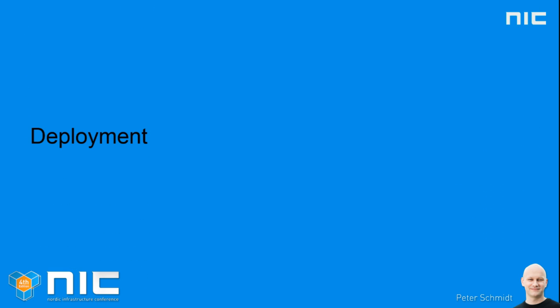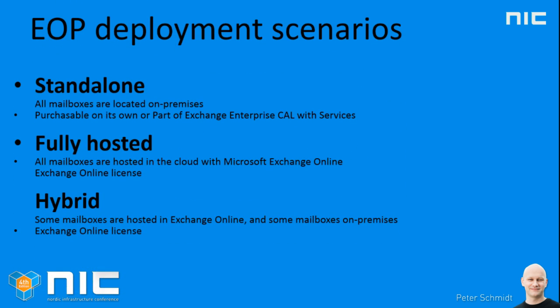So if we look at deployment of EOP, we have a few different scenarios. We can implement EOP as a standalone, where we use it as a pure cloud service. We have all our mailboxes located on-prem, and the licenses can be purchased maybe in the portal or as part of any existing license agreement. We can use it where we end up as hosted, using Exchange Online for hosting our mailboxes, or we can use it in a hybrid scenario.